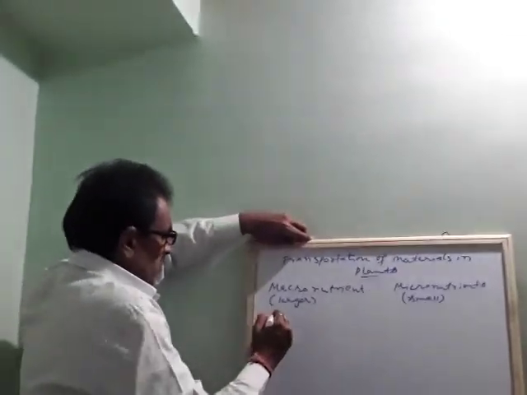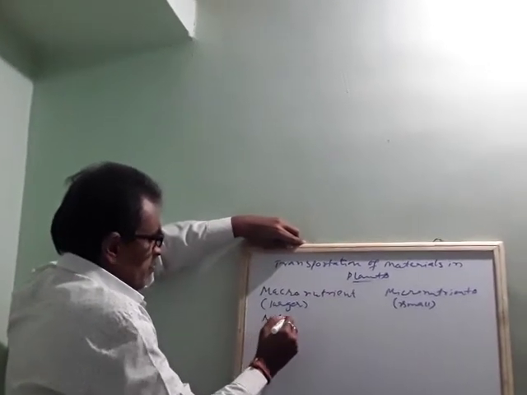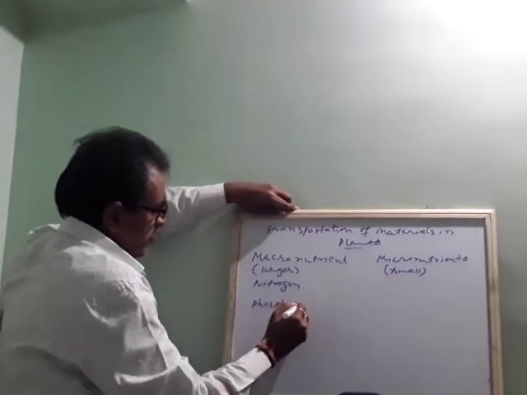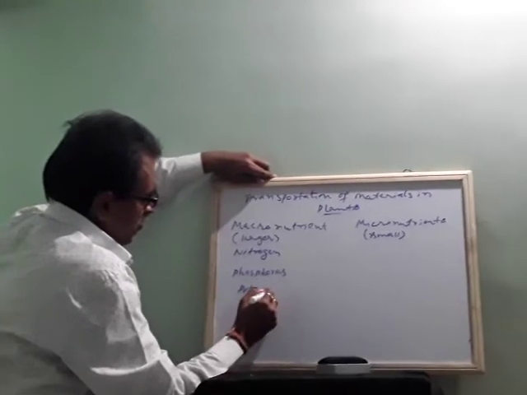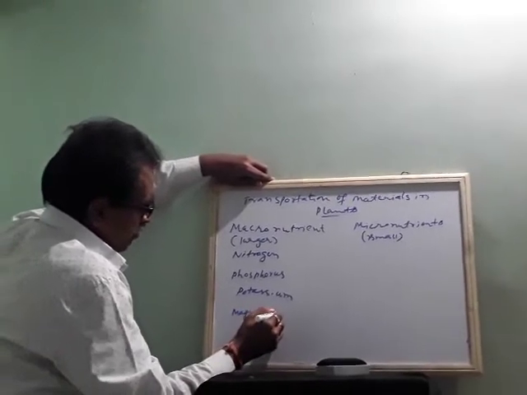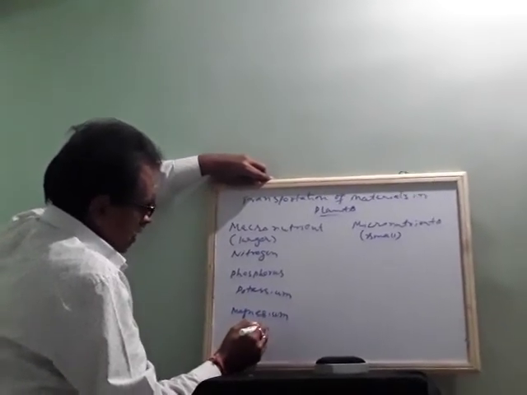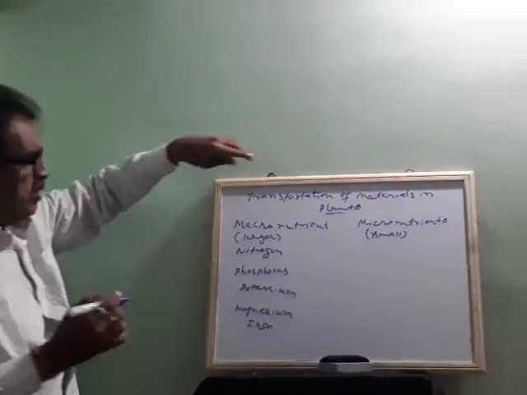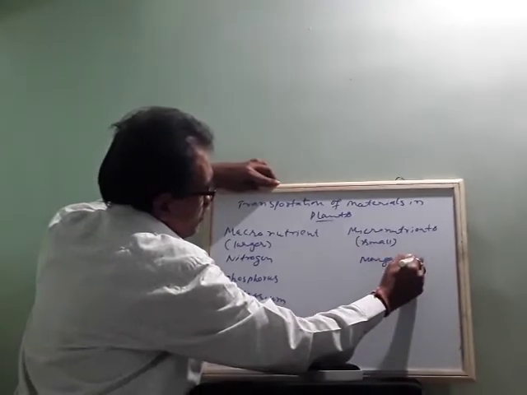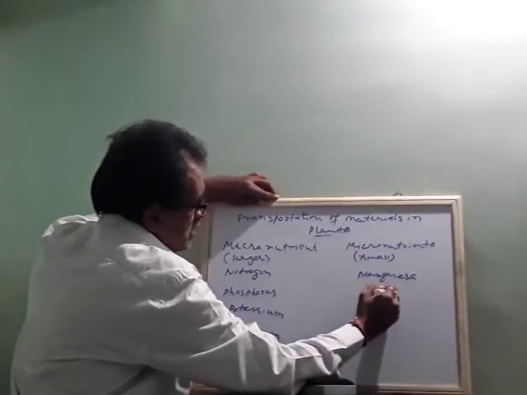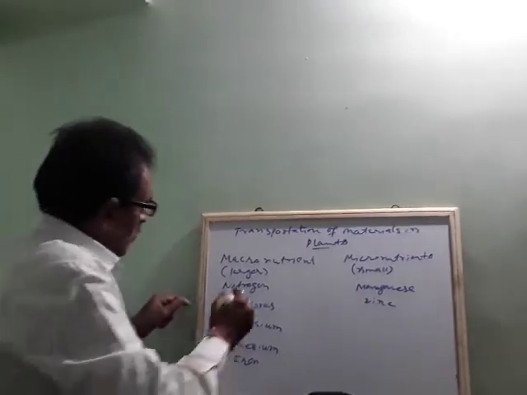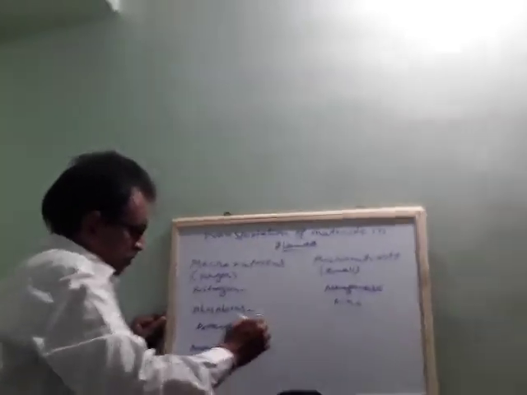Now we see nitrogen, phosphorus, potassium, magnesium. These all are required in large quantity, macro. And these are required in small quantity: manganese, zinc. Then what is the importance of all this? We'll see here.